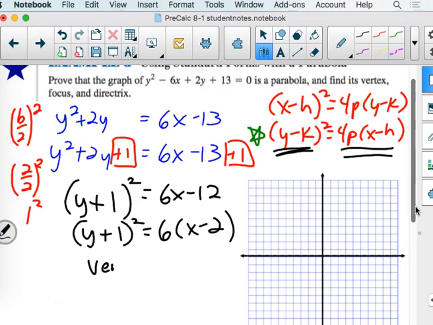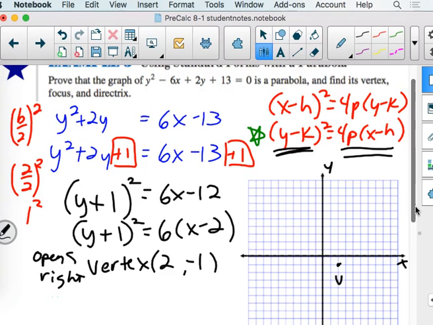So be careful because this is the first one we've done today. What's the vertex? 2, -1. Yep, look for your x and then your y. All right, so 2, -1 is the vertex. Which is this little one? Right? Let's see. So it's going to open to the right.